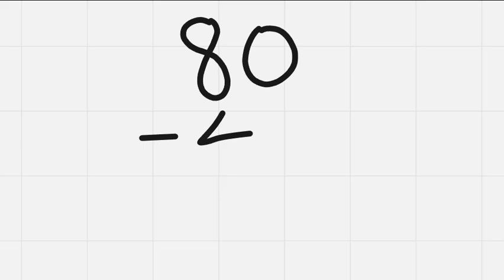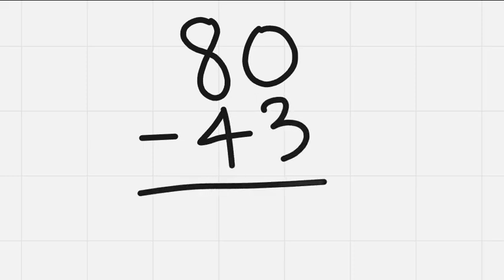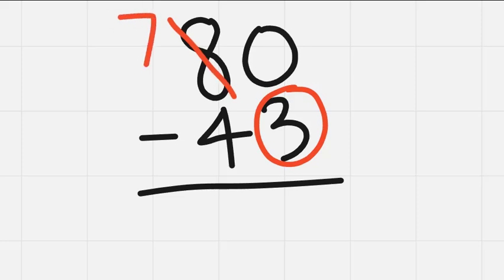Our next problem is 80 minus 43. Please copy this problem down. Let's subtract this together. Between 0 and 3, we'll circle the big number, which is 3. The big number is on the bottom, so we have to borrow. Big bottom borrow. We are going to cross off the 8. The 8 becomes a 7. The 1 goes in front of the 0 to make 10. Now we have 10 minus 3. 10, 9, 8, 7. 10 minus 3 is 7.